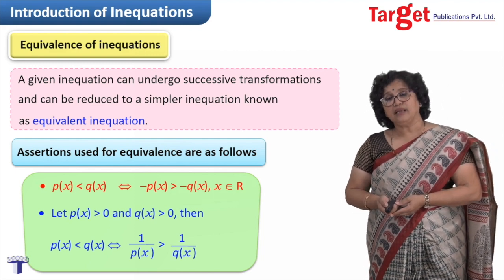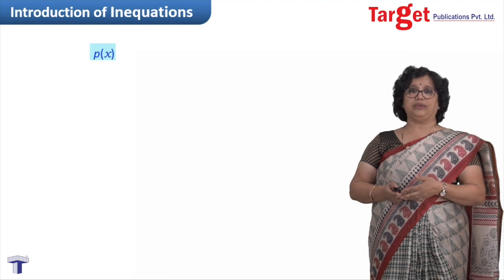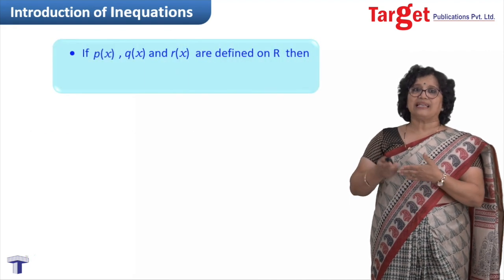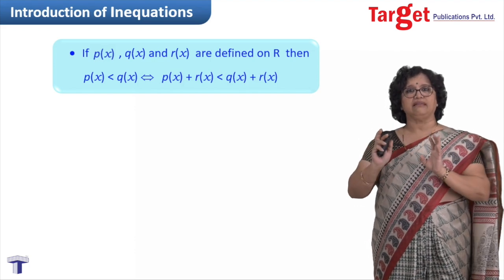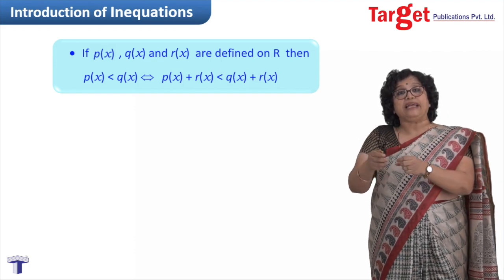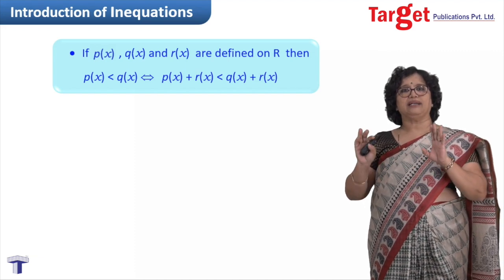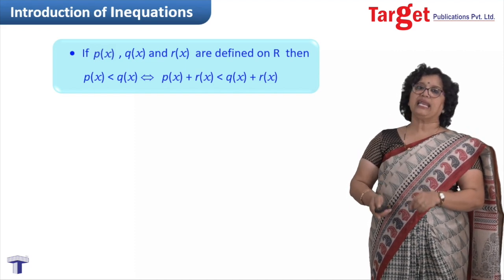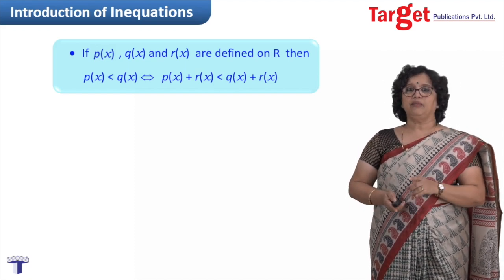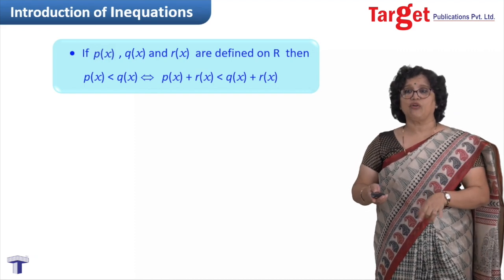Next could be that I want to add a certain quantity on two sides of a given inequation. Means px less than qx is given to me and I want to add rx. rx may have any sign, positive or negative. You are free to add rx on two sides without changing the inequality sign. So this is easiest, that you are allowed to add any quantity on two sides. But don't forget, you have to add on both the sides. You can't add only on one side, of course.